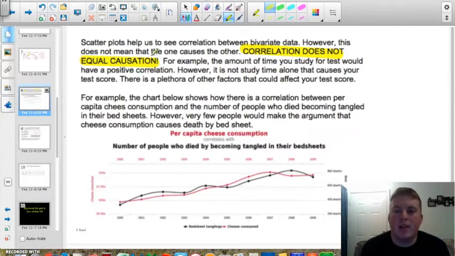And just another funny example for you guys, this is based off of real data. The chart below shows that there is a correlation between per capita cheese consumption and the number of people who died becoming tangled in their bed sheets. You can see that the two match pretty well, but very few people are going to make the argument that eating cheese causes a rise in death by bedsheet. So just a funny example there for you guys.